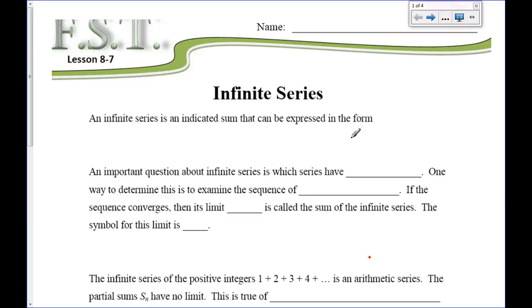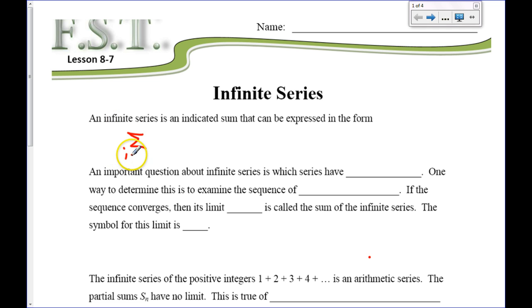Okay, we're looking at infinite series this time. An infinite series is something that goes on and on and on forever and ever. It doesn't have a termination point, okay? So an example of an infinite series is the following.